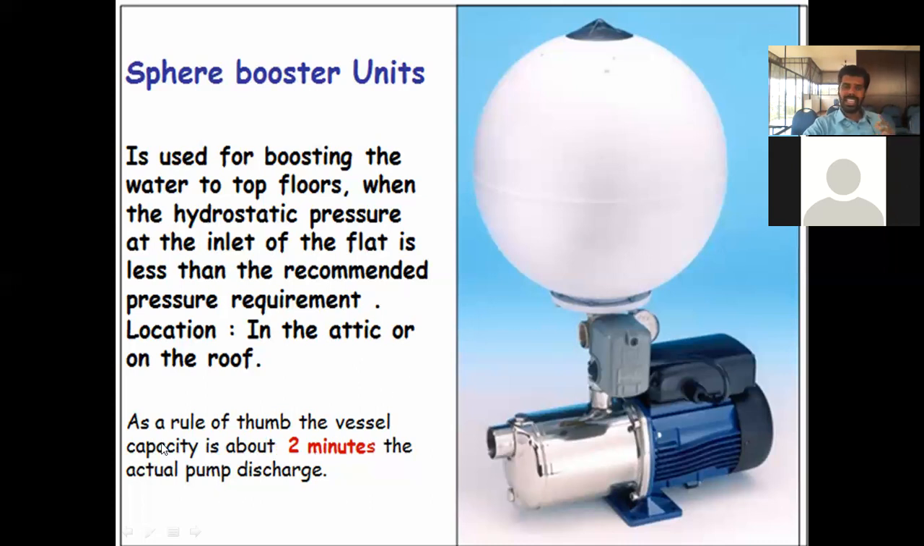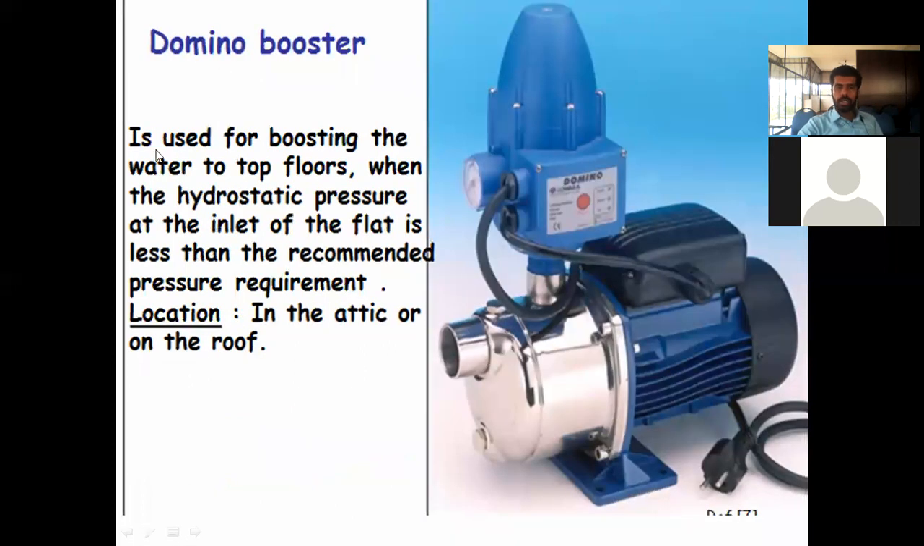So that's what it said. It's a thumb rule: the vessel capacity is about 2 minutes of the actual pump discharge. The water from the pump discharge will be staying for 2 minutes. Now, the booster is used for boosting the water to the top floor. Same thing, with different types of it, when the hydrostatic pressure at the inlet of the fixture is less than the recommended pressure requirement. It is also kept in the attic or on the roof.